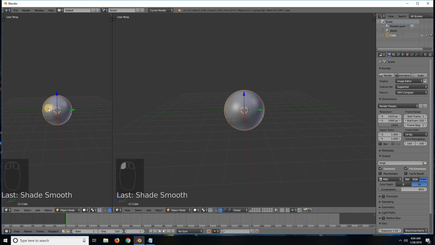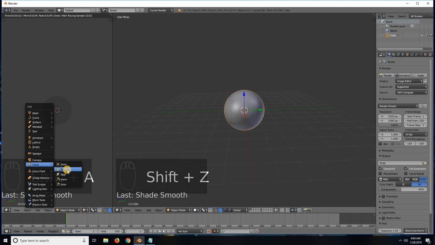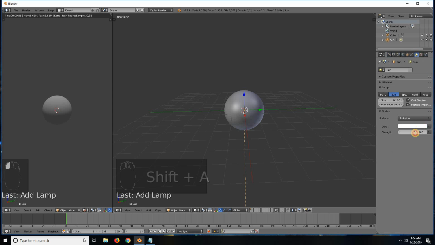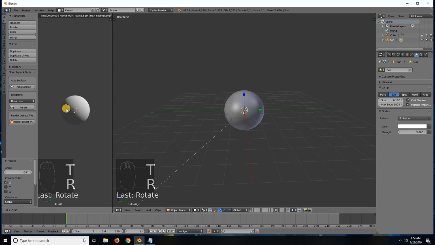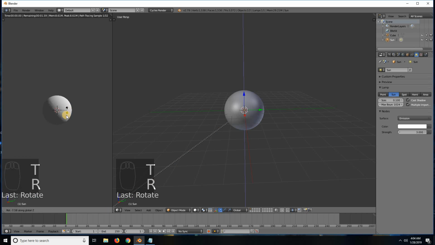Let's drag this over, switch this one to rendered view, and you know what? We need ourselves a light source. Let's make that light source a little bit brighter, say like 3, and I'm going to rotate it on the x-axis. Then I'm going to rotate it on the z-axis, just bring it around like that, and get a bright side, a shadowed side, and it's not just top and bottom.